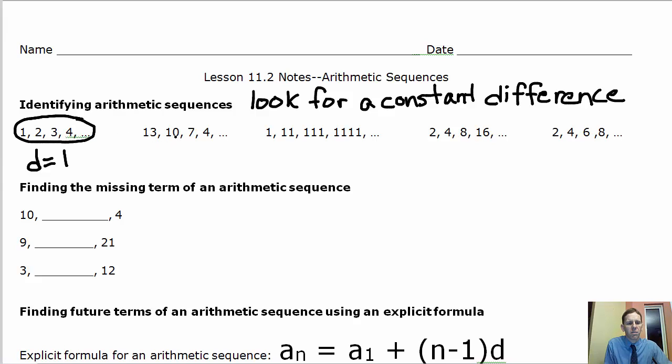Our second set of numbers, 13, 10, 7, 4, is decreasing by 3. You could subtract 3 to get from one term to the next. This has a constant difference of -3. That means this is an arithmetic sequence.